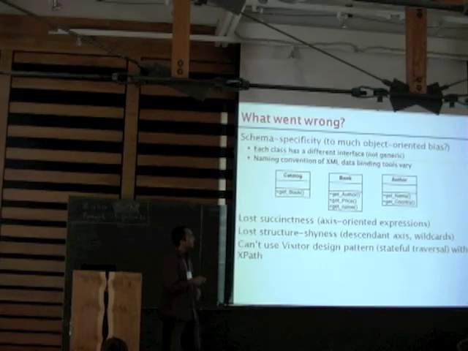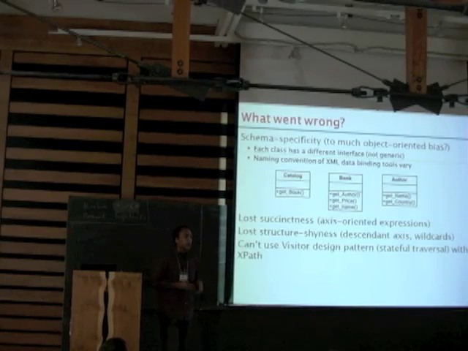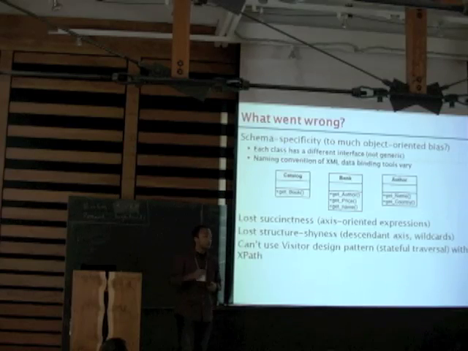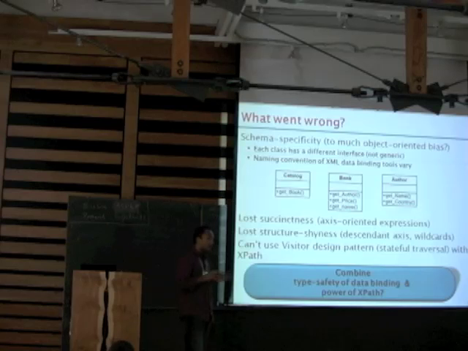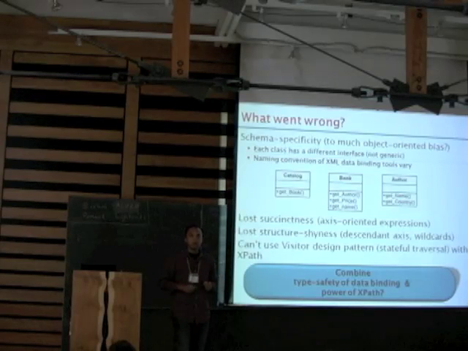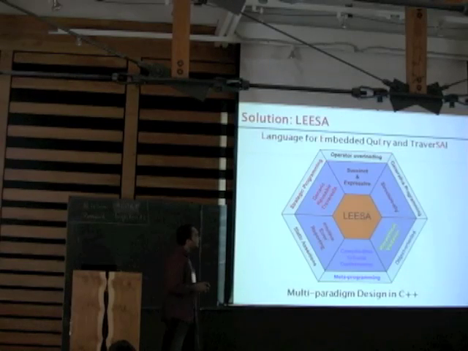That's it. Completely different. And there are some other things: you cannot use the visitor design pattern very easily when you use just XPath. But okay, you can probably use it with data binding if the tool supports it. So the question I ask here is, can we combine the type safety that's offered by data binding with the succinctness, this power of XPath? Can we remain typed completely, yet write really one-line sentences to get your data? And yes, I think it's possible.